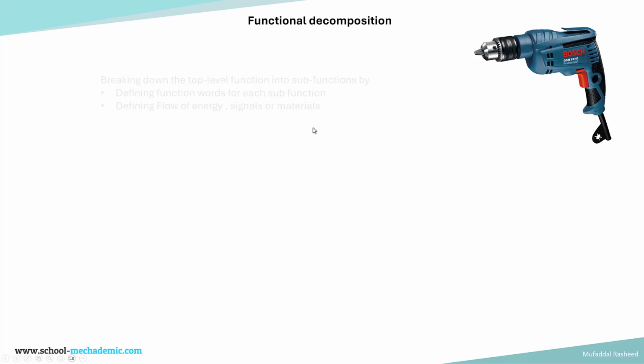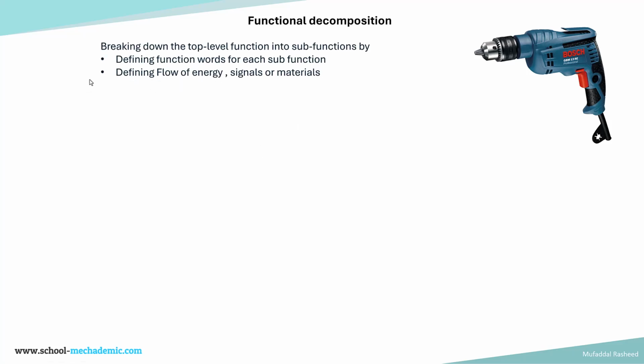So functional decomposition is breaking down the top level function into the sub functions and defining these sub functions in the form of function words. So this is the keyword over here. The function words are basically words which define a function. For example, if you are drilling holes into a wall, the function word is over here drill or drill holes. If we take the function word for a vehicle, the primary function of a vehicle is to transport people from point A to point B. So that's the function word.